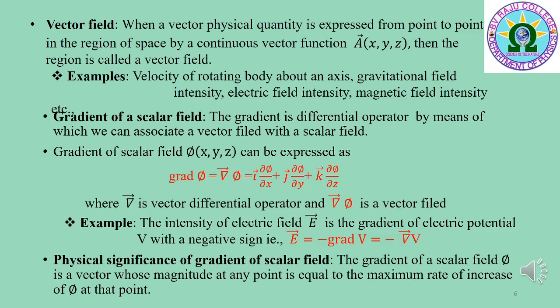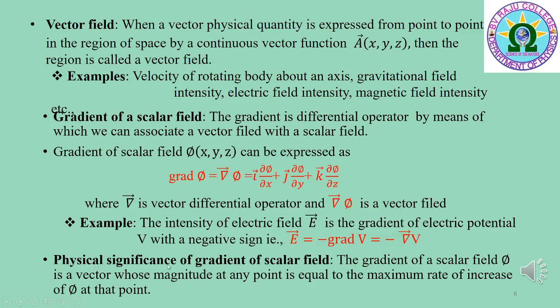When this gradient is operated on scalar field phi, we get gradient of phi, that is equal to grad phi, that is equal to del bar phi, that is equal to i bar dou phi by dou x plus j bar dou phi by dou y plus k bar dou phi by dou z. Del bar phi is a vector field. Examples of gradient of scalar field. The intensity of electric field E bar is the gradient of electric potential V with a negative sign, that is E bar is equal to minus grad V, that is equal to minus del bar V.